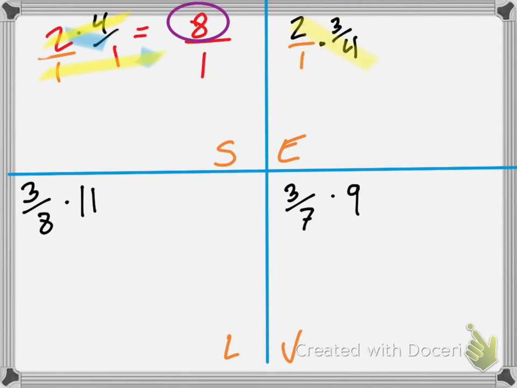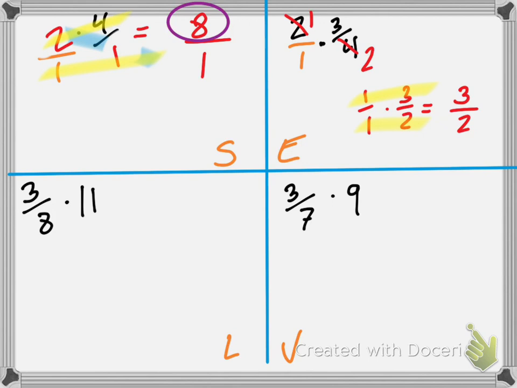Can I cross cancel anything there? Are they divisible by something? Yeah. What are they divisible by? 2. Perfect. So what is 2 divided by 2, Ella? 1. What is 4 divided by 2? 2. Perfect. So my new ones are 1 over 1 times 3 over 2. I just across multiply. What is 1 times 3? 3. What is 1 times 2? 2.